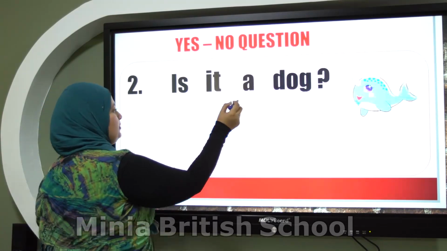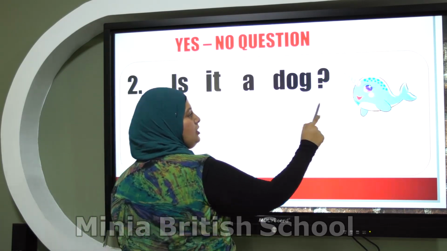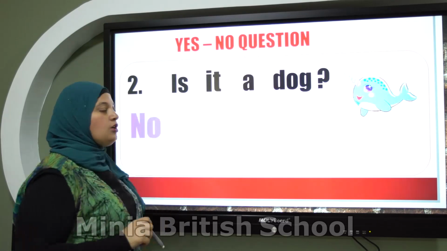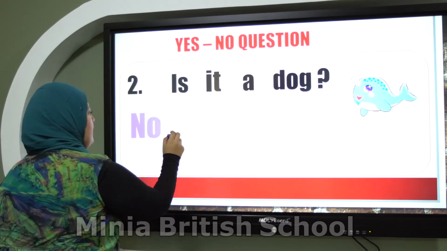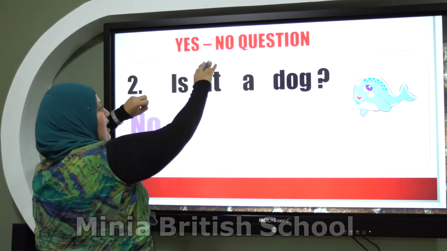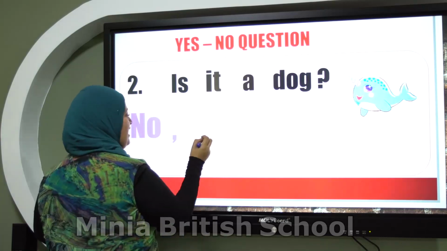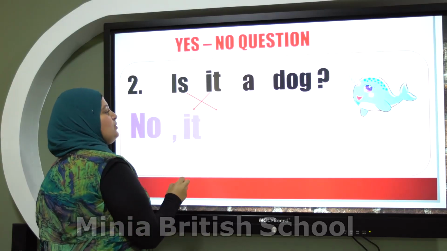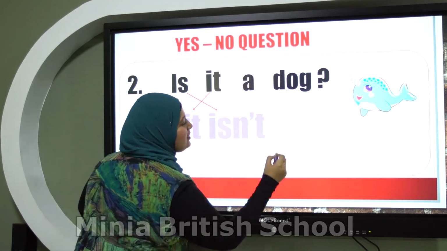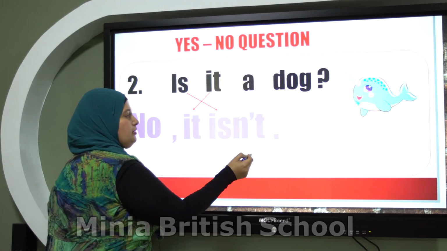Let's have another one. Let's read. Is it a dog? Look at the picture. Is it a dog? No. So I write no. What's after yes and no? Comma. Then I will make what? Inversion. I will take is, I will take it, and is it will be? It is. Excellent. It will come here, is will come here, and don't forget isn't. Well, the full stop, because no has a small sister, not.